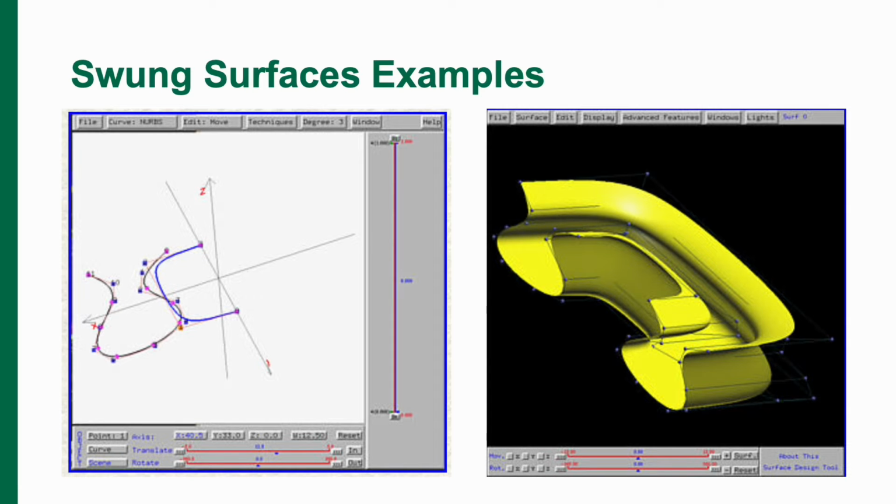And to be honest, any kind of surface or any kind of object can be formed through swung surfaces, because they can give the kind of expected rotation object which we need.